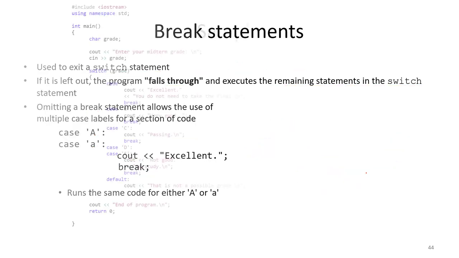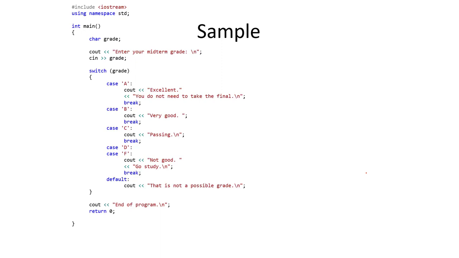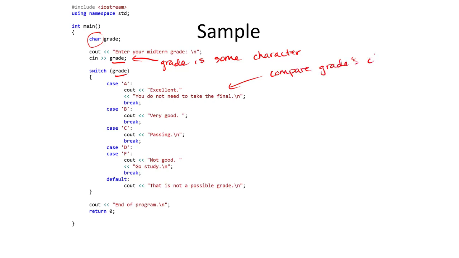Let's look at an example. Here's an example of a switch statement, which is used to give comments on a grade. So we ask the user for their grade. Notice it's a char type value. So grade is some character. And then notice we compare, using the switch statement, the grade's char value to the possible options.